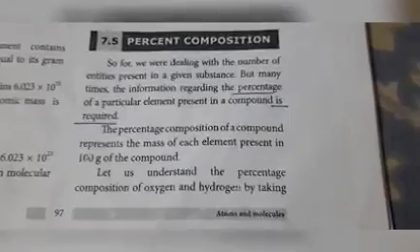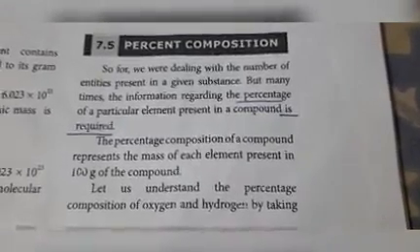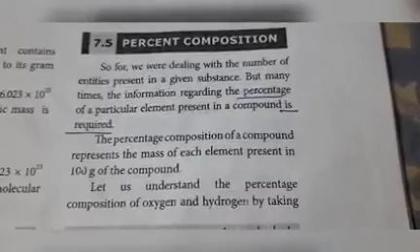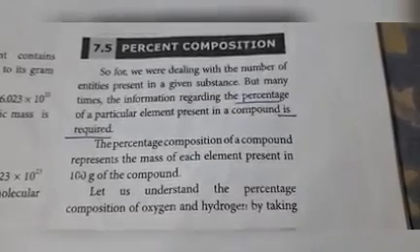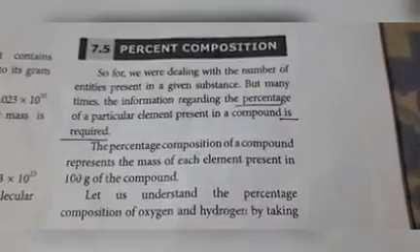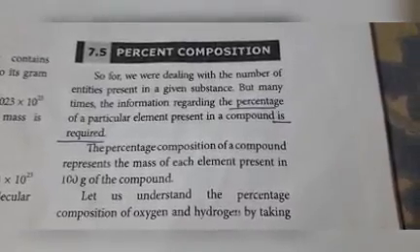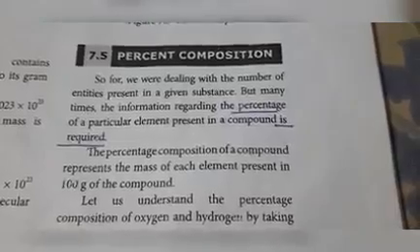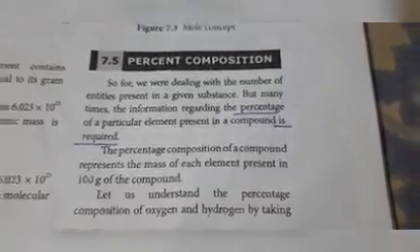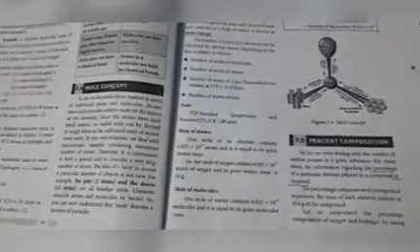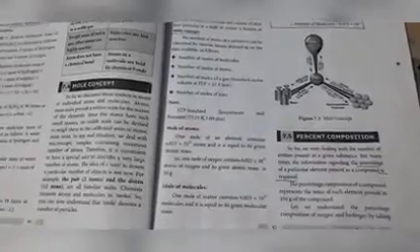Next topic, percentage composition. So far we were dealing with number of entities present in a given substance. Already we have studied about the mole concept. You know what a mole is, that is 6.023 × 10^23 number of entities, that is number of atoms or molecules.